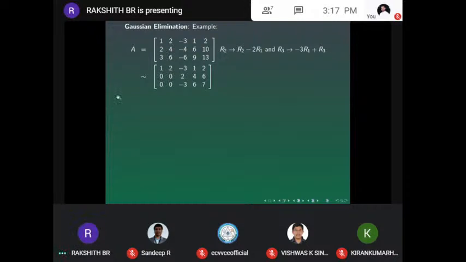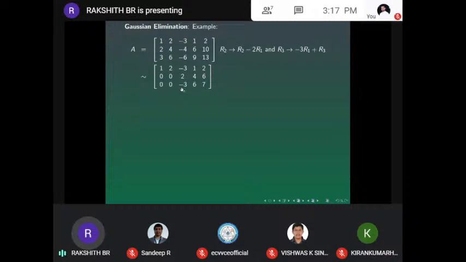Now again, consider the pivot element in the second row. We are done with the first row, first pivot element. What is the pivot element in the second row? It is 2. Now try to make all the entries below this pivot element as 0. So you need to get this -3 as 0.